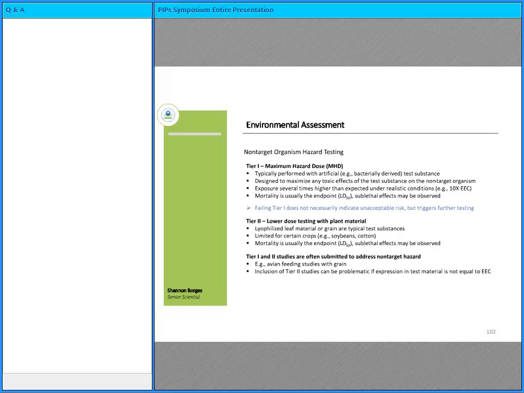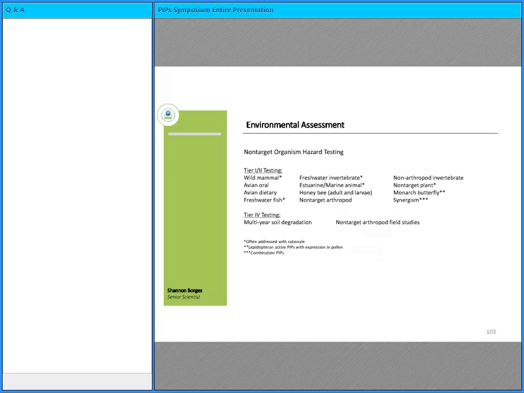So this actually says Tier 1 and 2 studies are often submitted to address non-target hazards. So a lot of times we will get both Tier 1 and Tier 2 studies. And an example is some of the avian feeding studies that are done with grain as opposed to dosing with artificial test material. Here's an example of the type of testing that we do require for most PIPs.